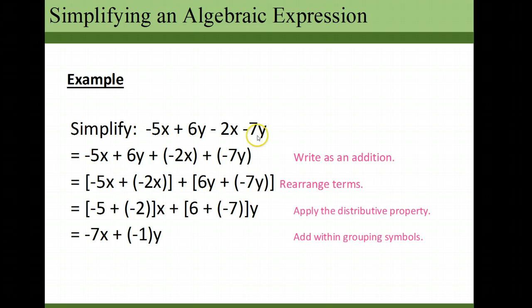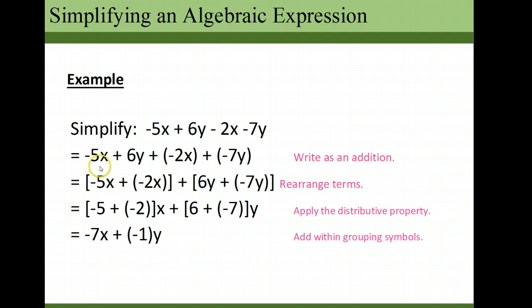So the first thing again is to write any subtractions as additions of additive inverses. This subtraction of 2x needs to be changed to an addition. The additive inverse of 2x is negative 2x. And this subtraction of 7y needs to be changed to an addition of negative 7y. Change the sign of the operation and use the additive inverse for the 7y. Now what we want to do is rearrange the terms. The reason for this is because we want to add things that are like.